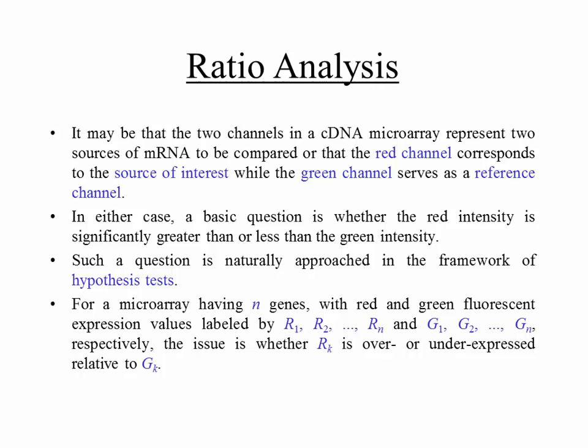Now, we have already discussed normalization briefly. I will discuss some more when I talk about that ratio analysis paper, right? Now, getting back to microarray analysis, it may be that the two channels in a cDNA microarray, the red and the green channel, represent two sources of messenger RNA to be compared, or that the red channel corresponds to the source of interest while the green channel serves as the reference channel. In either case, the key question is whether the red intensity is significantly greater than, or less than, the green intensity, right? That's how you will find out differentially expressed genes.